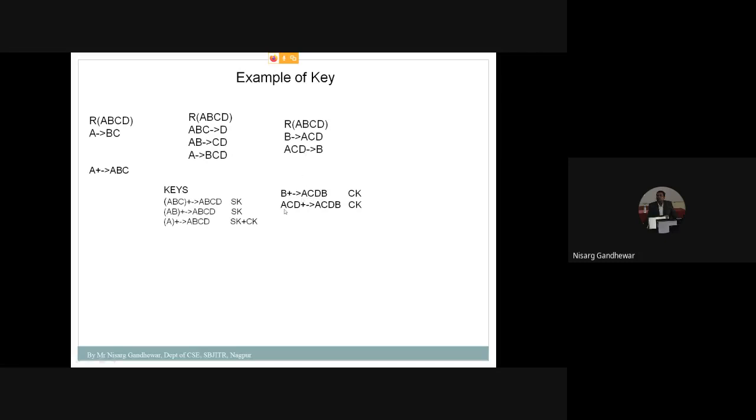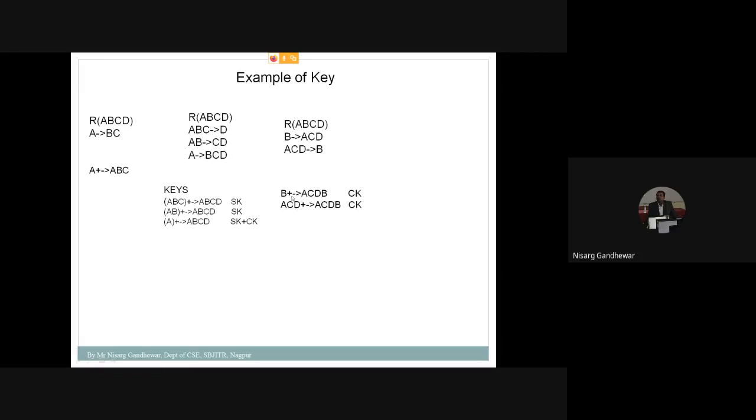Then the second one is ACD. First of all, we take ACD as it is. Whether ACD is present, yes, ACD. So ACD gives B, so B is also there. Now in this case, B closure and ACD closure both are my super keys.